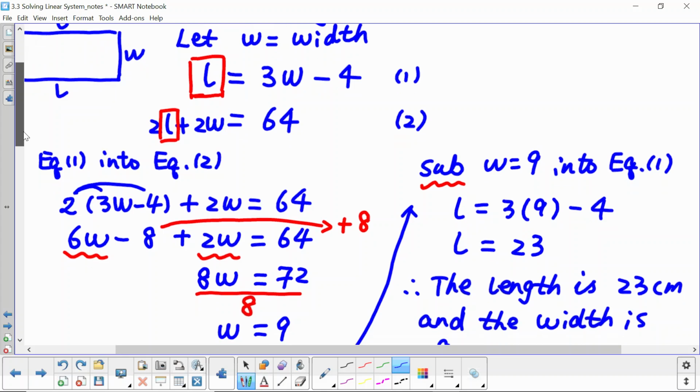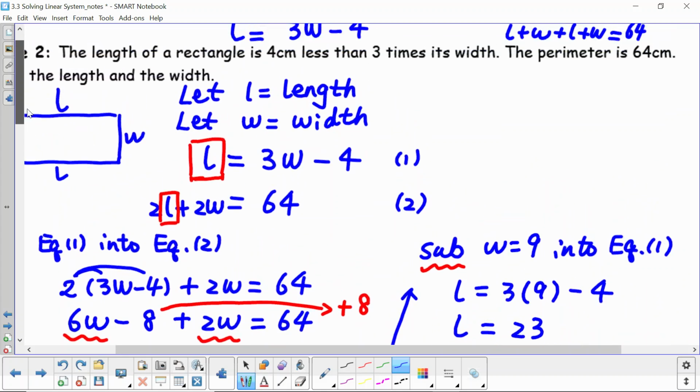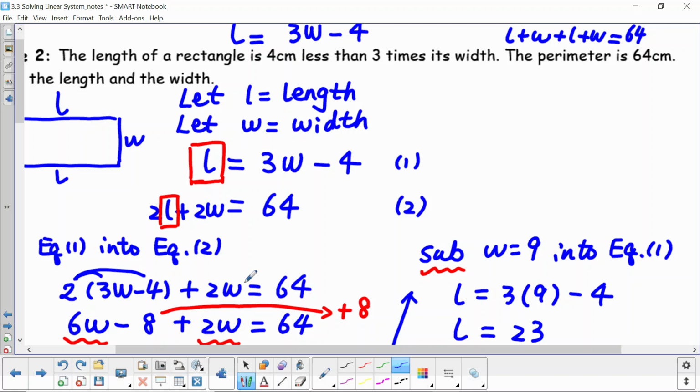Then you could cover this answer part and redo this question and check if you can get the length and width correctly. Okay.